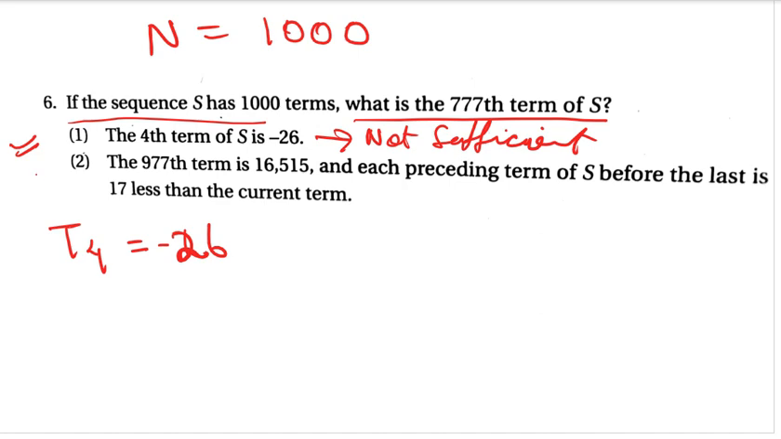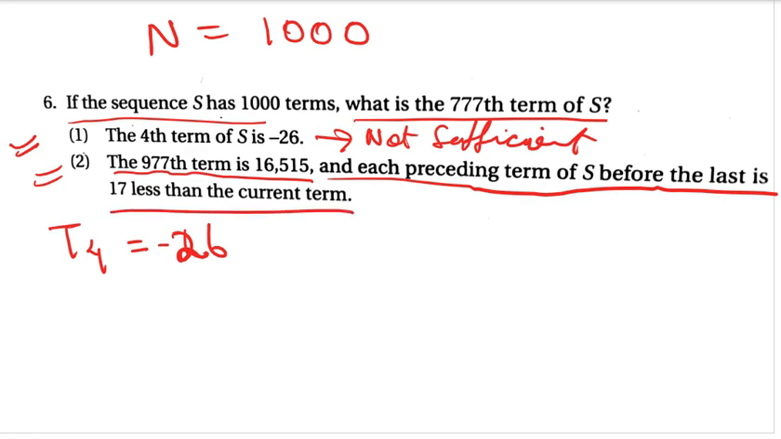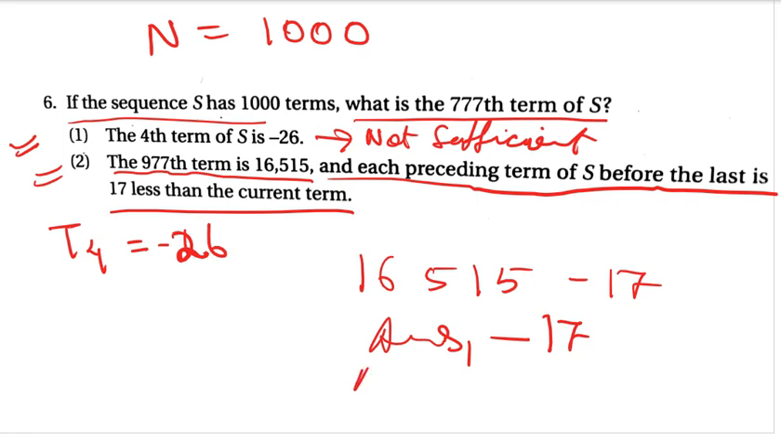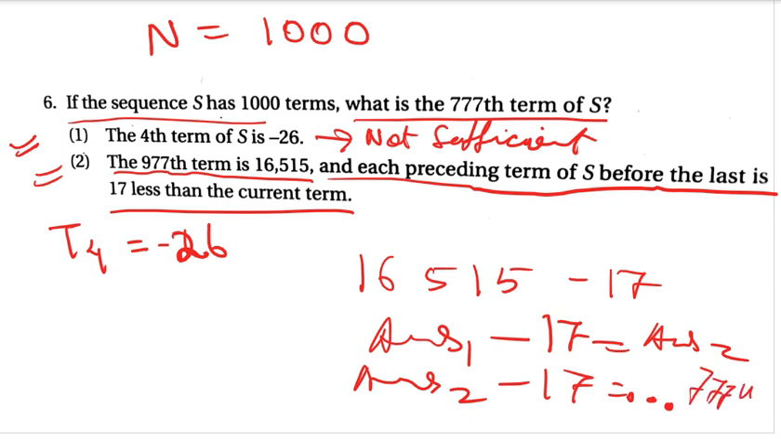It's not sufficient. Let's go on to the second one. The 777 term is this, and each preceding term of S before the last term is 17 less than the current term. Now you see, the current term, the 777 term, is 16,550. Now if you keep continuing minus 17, the next answer will again be minus 17, then the second answer, again minus 17, and so on, and you will continue on to the 777th term. Then you will get the 777th term.